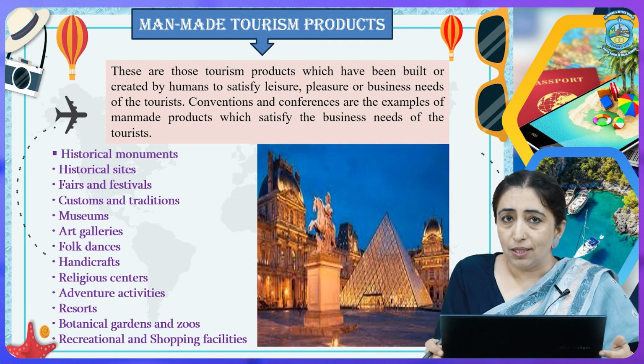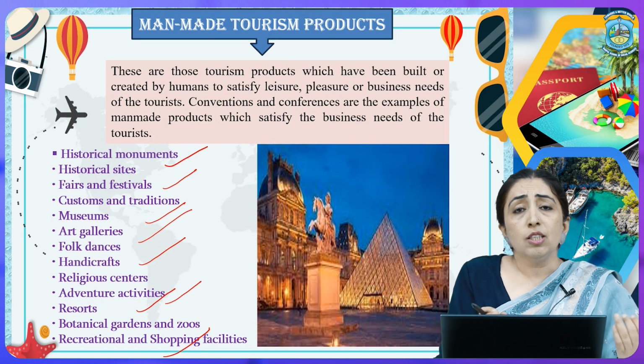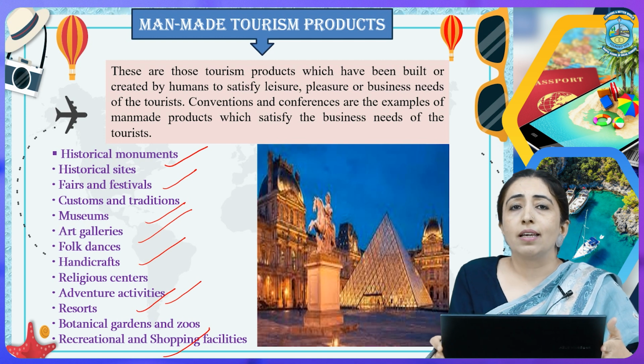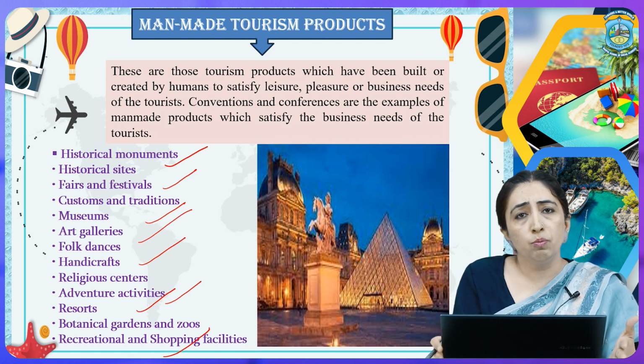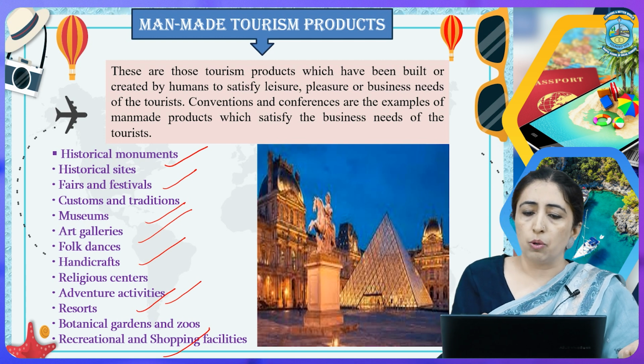Man-made tourism products. When any tourism product or destination is built by humans, it is known as man-made tourism products. They may be historical monuments, fairs and festivals, museums, art galleries, handicrafts, adventure activities, resorts, recreation activities, and so on. In other words, when any kind of tourism product is created, built, and developed by humans just to attract the tourist, it is known as man-made tourism products.